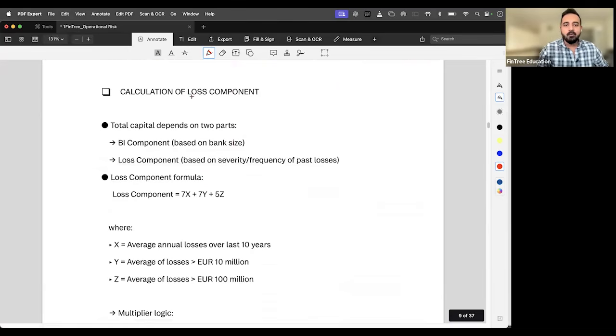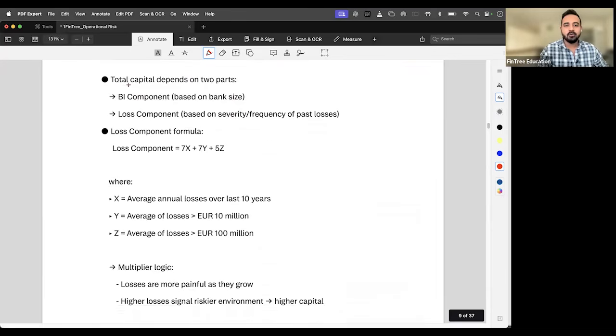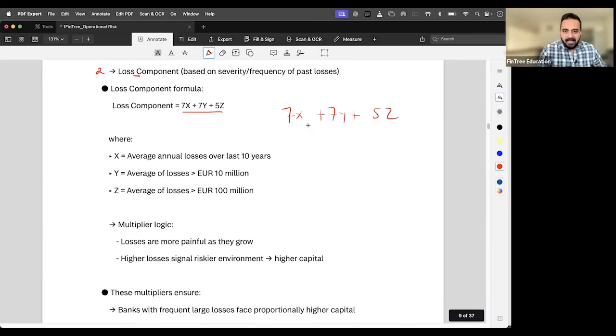Now, how would you calculate the loss component? Again, the calculation is not testable, but it's very interesting, so I want you to observe this carefully. We know that total capital of a bank is a function of the BI component and the loss component. Here's a formula for the loss component: 7x plus 7y plus 5z. What does it mean? The x basically stands for average annual losses over the last 10 years. So you calculate actual operational losses over the last 10 years, take an average, done. Obviously the higher the value of losses you've had, the higher the capital.